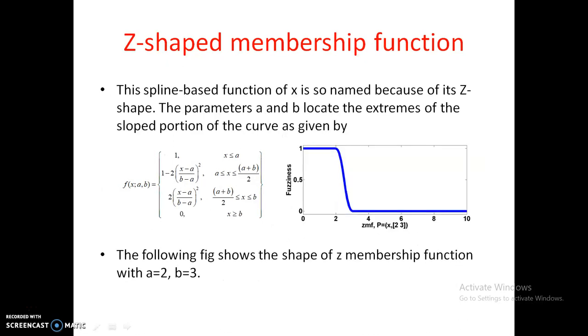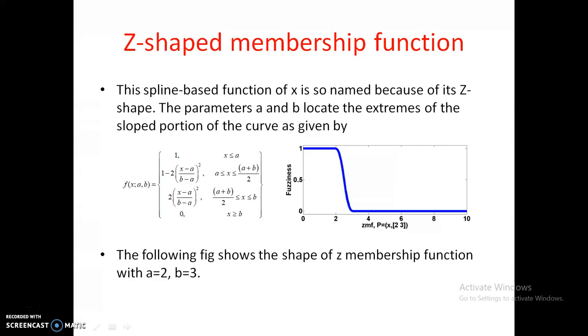Similarly, the Z-shaped membership function. This is just opposite to the S-shaped membership function. And here I have taken again a as 2 and b as 3. So at 2 it starts decaying to 0, and at 3 it became 0. That's all. This is the Z-shaped membership function.